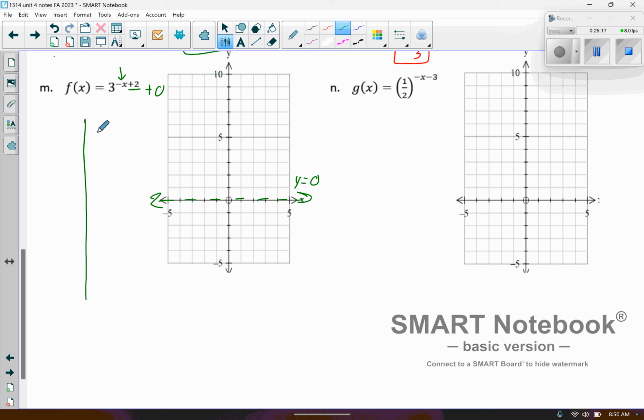And so then here you have to be careful because what you plug in, the sign's going to change because of the negative with the x. So if I plug in, for example, the first one we'll plug in is 3.